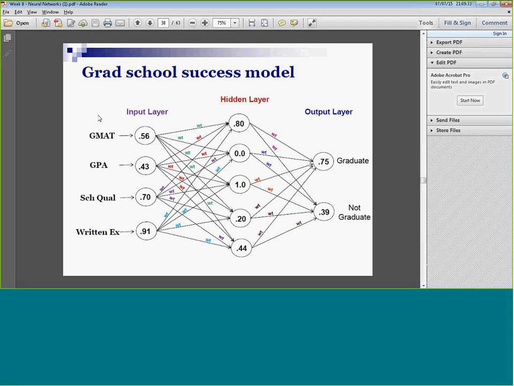Let's say this came out. This was our first case. And there was past data, so we know the answer. We know whether the person graduated or not. Let's say we run it through with the randomized weights. And it comes out this way: 0.75 probability they graduated and 0.39 probability they didn't graduate. And again, you can set it up so that these do add to 1.